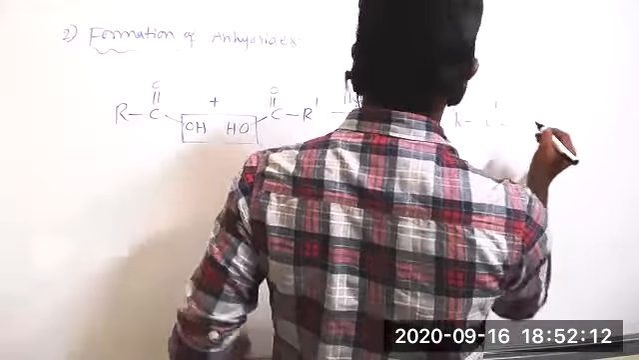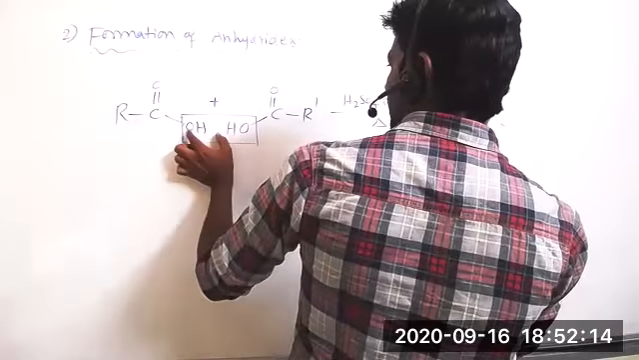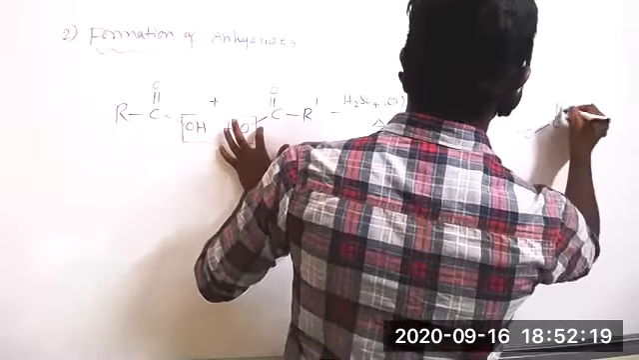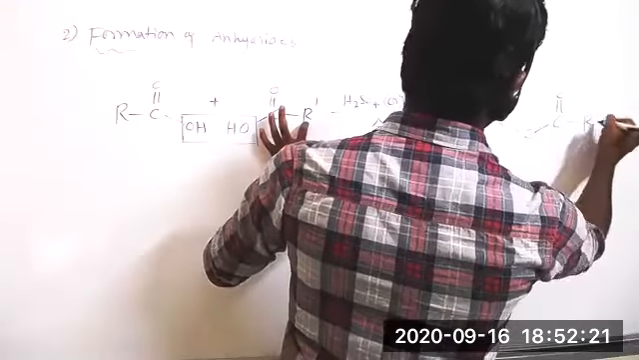R C double bond O, but one oxygen is left here. H2O is lost, one oxygen is left. So O that is linked to further C double bond O and R dash. So this is anhydride.